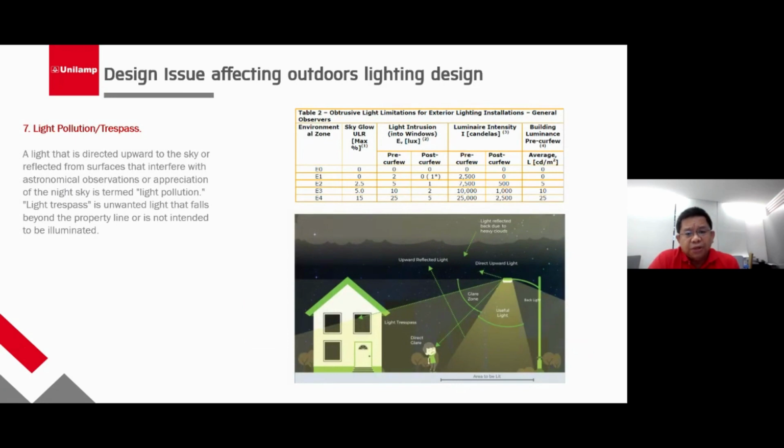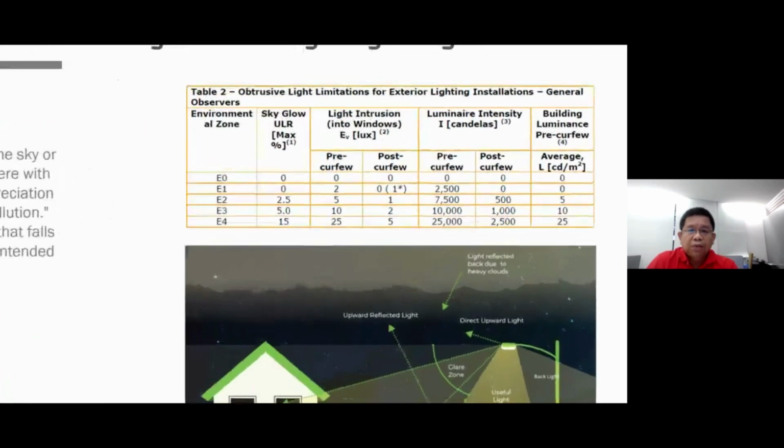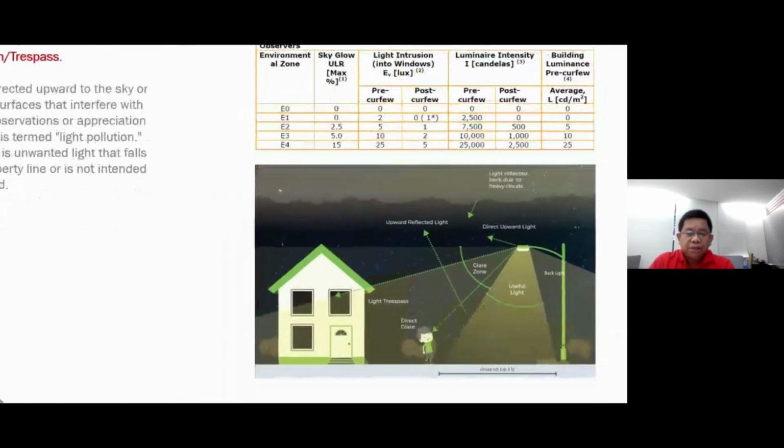Light pollution and trespass. Nowadays, people are more considerate when designing outdoors, especially regarding the dark sky appearance. For obtrusive light limitations, we have standards that we need to follow. For example, environmental zone zero depends on the zone you are situated in. If you're in zone zero, there will be no upward light ratio. For E1, you also have sky glow at a maximum of zero, but pre-curfew you have 2 lux vertical, and post-curfew you have 500 candelas and an average of 5 candela per square meter. So these are the things that you need to consider.